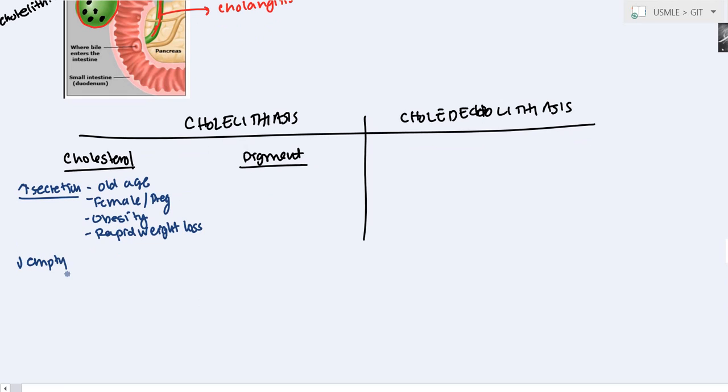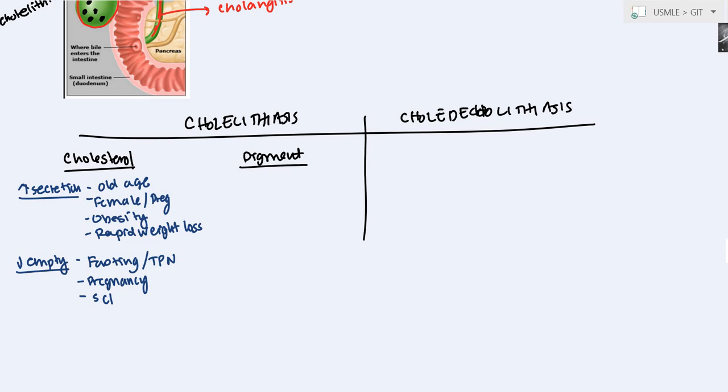Now, along with increased secretion, we can also have decreased emptying. And so when the gallbladder is not being emptied quick enough, that leads to supersaturation of cholesterol and formation of stone. Now, what can cause decreased emptying? Firstly, it's going to be fasting state. And so pretty much people on total parenteral nutrition, where the gallbladder is not stimulated to contract. And then after that, we're going to have pregnancy again, and spinal cord injury. That can decrease the neurological signal to the gallbladder to contract as well.